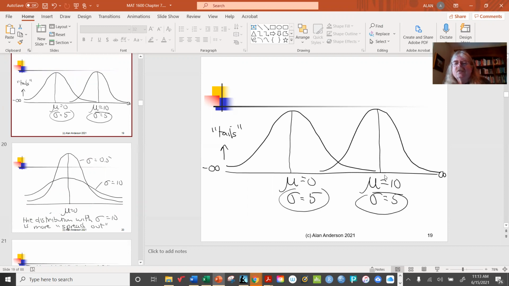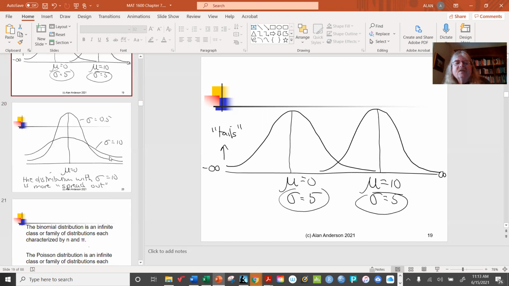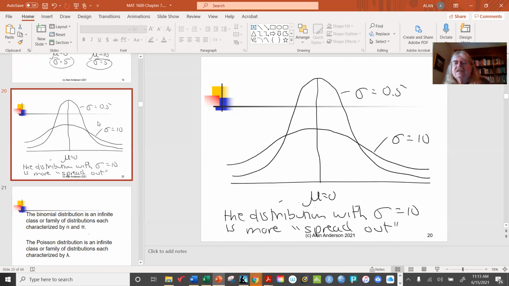By the way, it's not easy to draw these curves. If you're drawing them in your notes, it's going to take a little practice. They're basically mountains, tall mountains that fall off very steeply. Okay. So anyway, this is what it looks like when they have the same mean, but 2 different standard deviations.